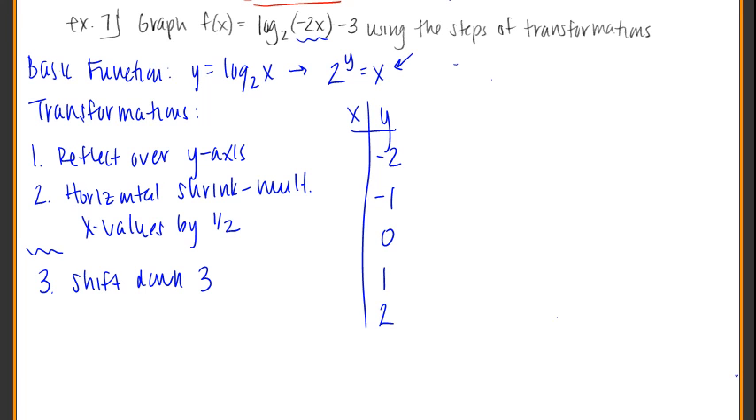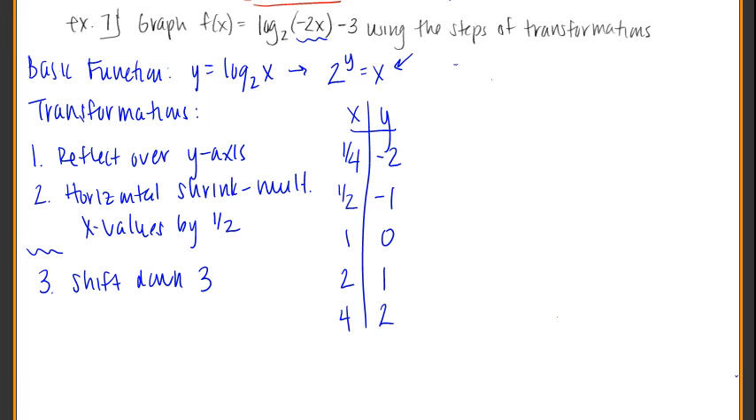So 2 to the -2, 2 squared is 4. Since it's negative, we're going to take the reciprocal. It's 1/4. 2 to the -1 is 2, take the reciprocal, so 1/2. 2 to the 0 is 1. 2 to the first is 2, and 2 squared is 4. Alright, so from there, let's go to our transformations.